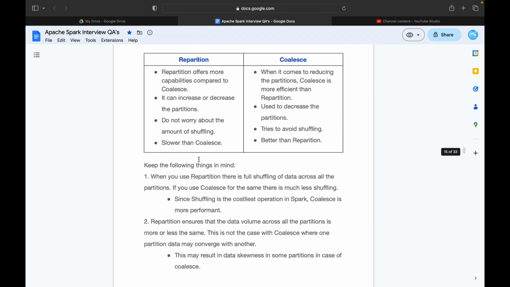So here I have given the difference between repartition and coalesce. Repartition offers more capabilities compared to coalesce, and when it comes to reducing the partitions, coalesce is more efficient than repartition. Repartition can increase or decrease the partitions, whereas coalesce will only decrease the partitions. And in repartition, we need to worry about the amount of shuffling because the shuffling operation will be huge and it will consume a lot of memory and power. It is basically slower than coalesce, whereas coalesce tries to avoid shuffling.